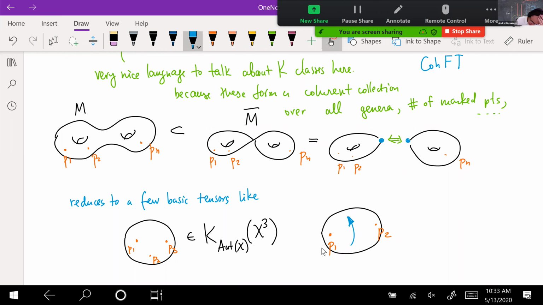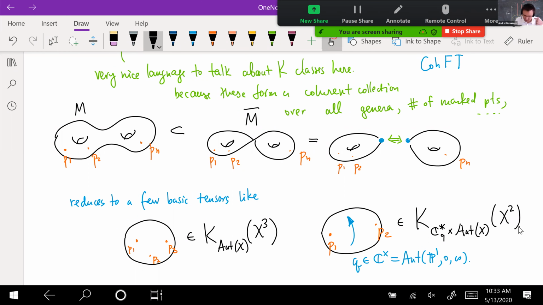The sphere with two marked points has an element Q in C star, which is the group of automorphisms of P1 with two marked points. Things like this give you elements in equivariant K theory, C star cross automorphisms of X, equivariant K theory of X squared. So in terms of tensors like this, one can understand the whole thing, which kind of makes sense.